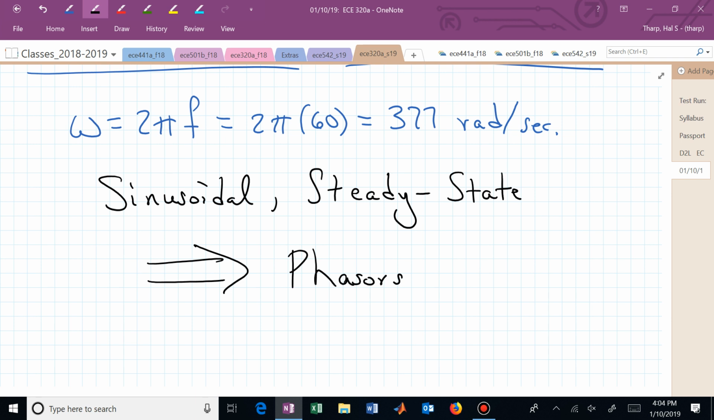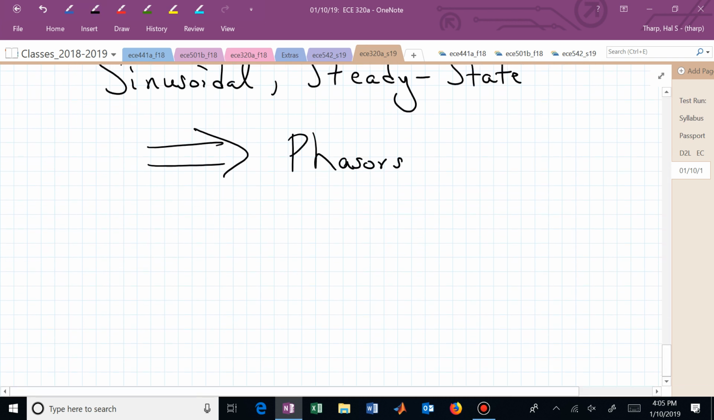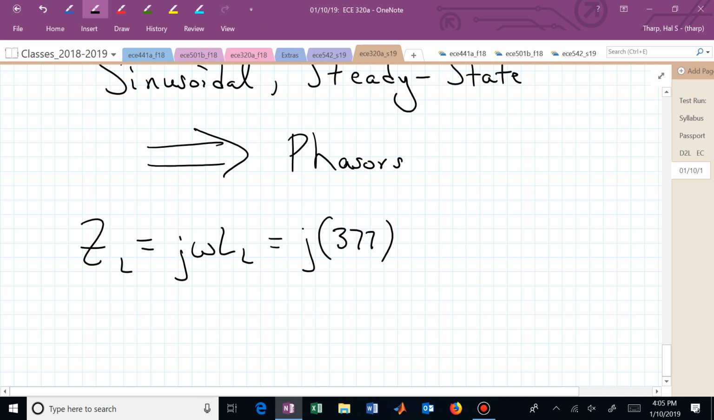So now if we have phasors, what's the impedance of the inductor at the load? That's the capital L now, Z sub L. How do I find the load impedance associated with that inductor? That's J omega L sub L, right? So this is now J omega L sub L. So now we have J, and omega we just said is 377, and L was some silly millihenry value.